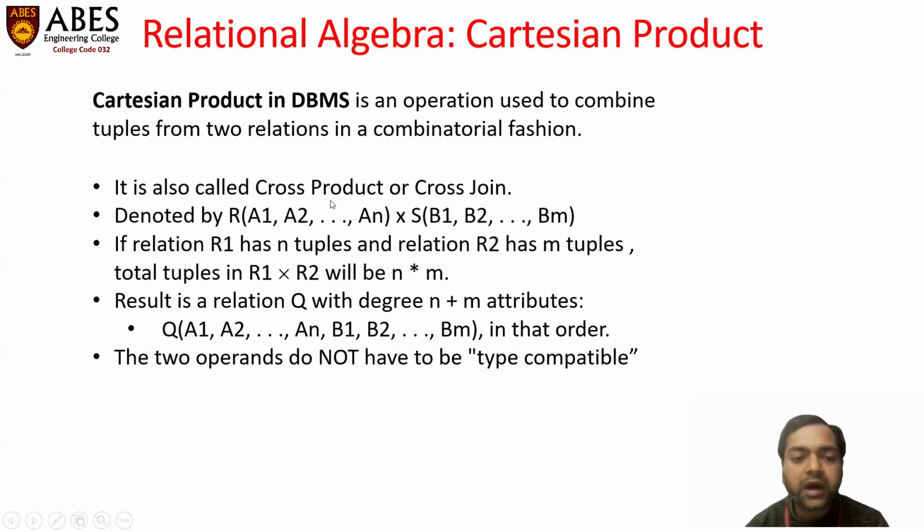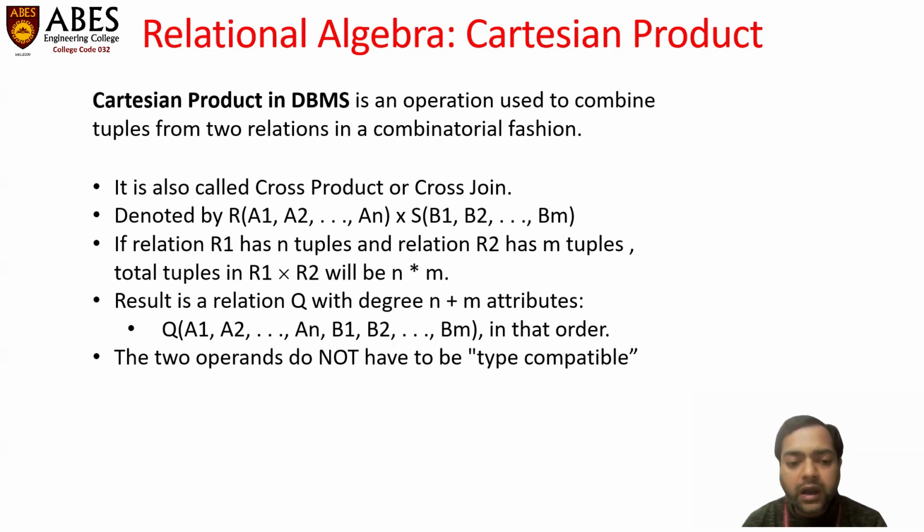Here we have relation R with some number of attributes, and a different relation S with a different set of attributes. In Cartesian product, if a relation R1 has n tuples and a relation R2 has m tuples, then the resultant relation of R1 Cartesian product R2 will have n cross m tuples. For the number of columns, if R1 has m attributes and R2 has n attributes, then the resultant relation will have m plus n attributes in that order.